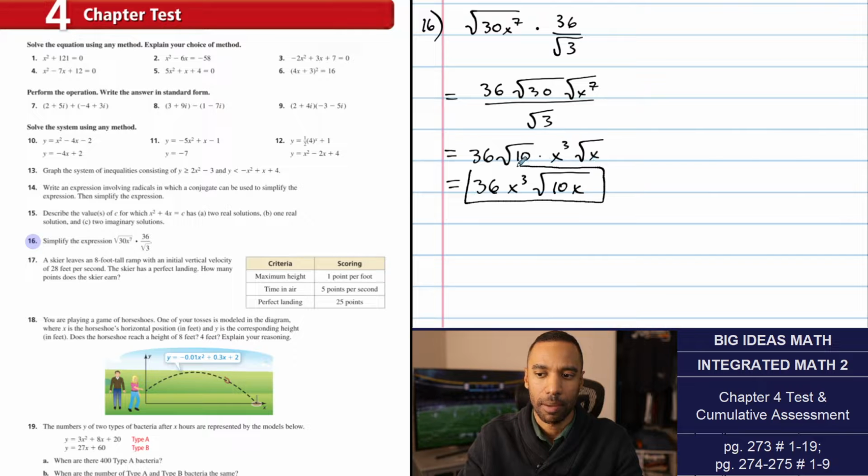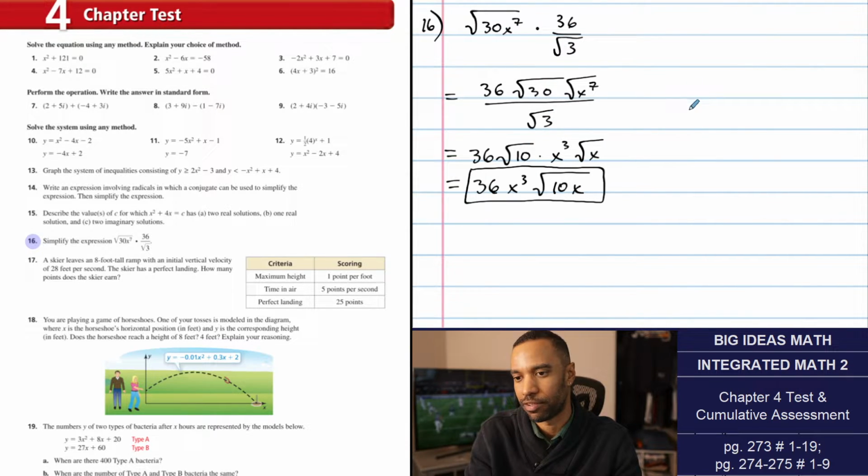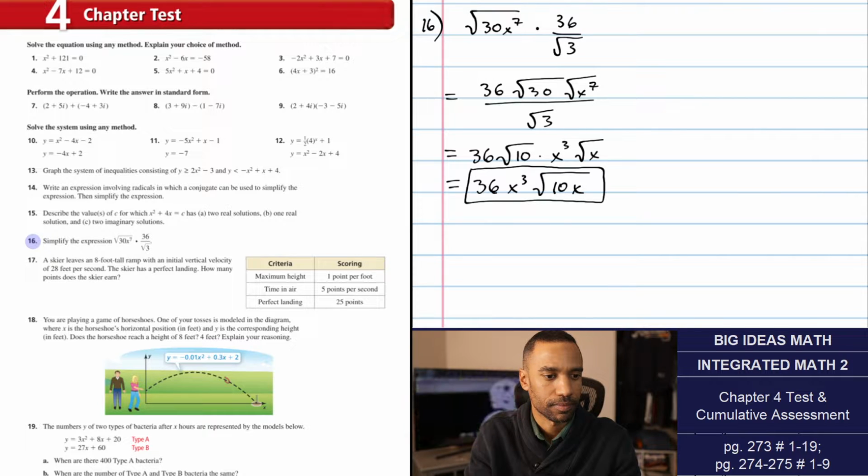Now, rationalizing a denominator is something you could have done, but I simplified things first, and so I took care of it. That'd be the final answer.